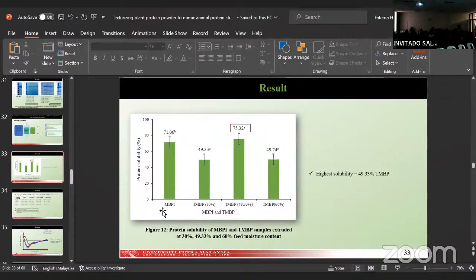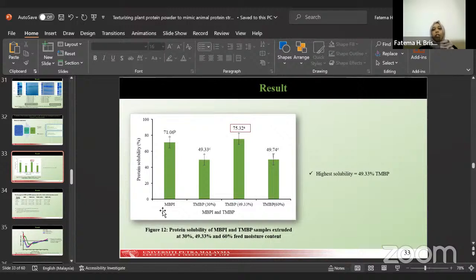Okay, so as I mentioned earlier, protein solubility is an indicator to know whether our protein is completely unfolded or partially unfolded. You'll notice the protein solubility is increased, which is good for us. That means our sample is able to absorb more water. It can interact with the water more readily, which is good. So we have 75% solubility, which is comparable to our native protein, 71. But when you use very low moisture, 30%, and 60%, the solubility is reduced a lot. So these two samples are not good for food product development.